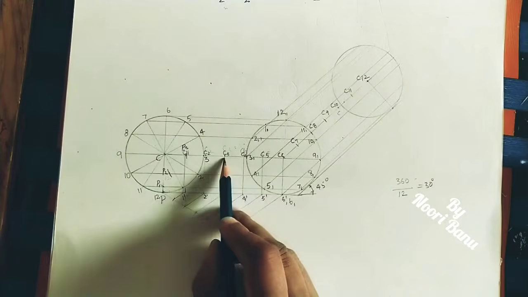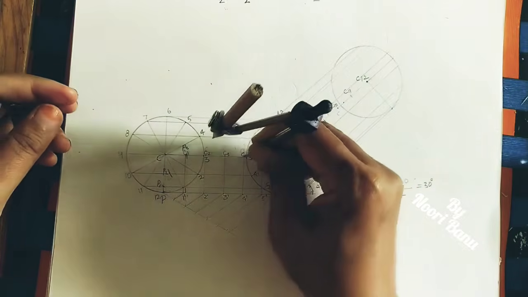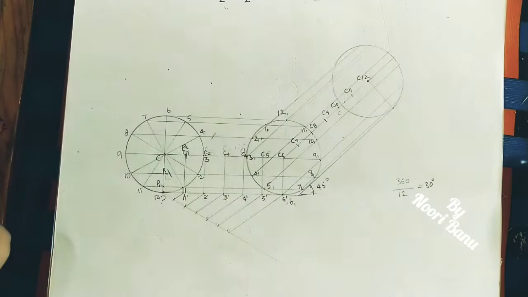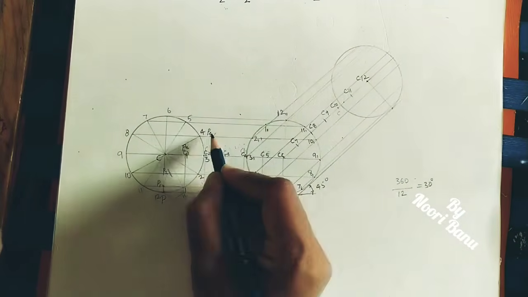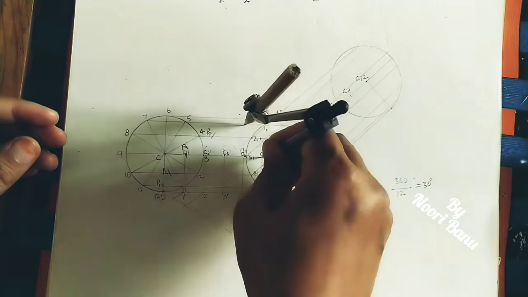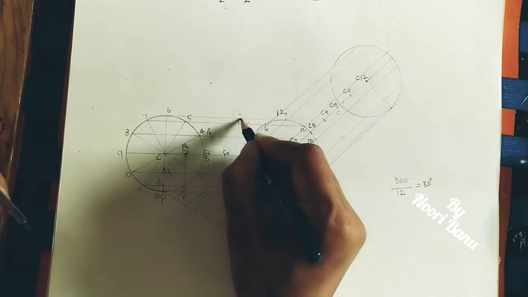After C3, take C4 as center. Same radius, C4 center, do an arc on the fourth line which is passing through 4. Take this intersection point as P4. Similarly, from C4 to C5 center, do an arc on the fifth one. So this intersection point is P5.